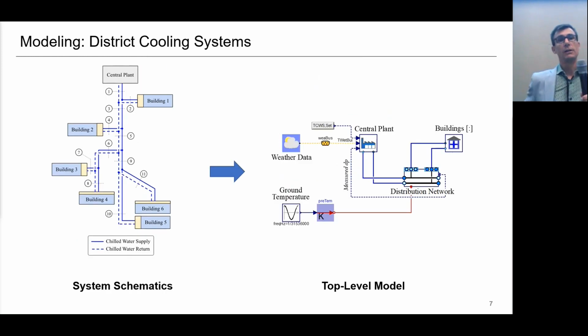So in terms of modeling the district cooling system, the first step was really to understand the system schematic, and then build a top-level model that connects the central plant, the distribution network, and also the building load. And in the next few slides, I'm going to explain how we modeled the individual components of this district cooling system.